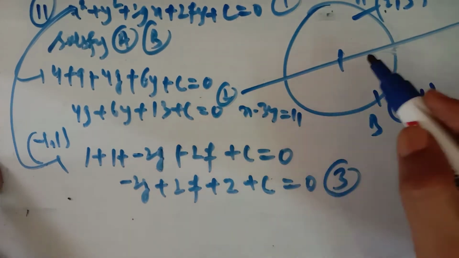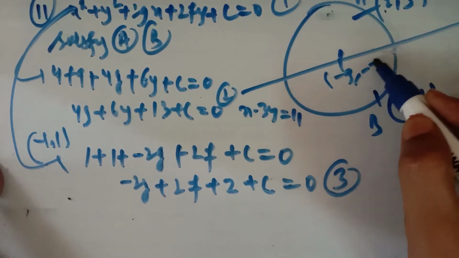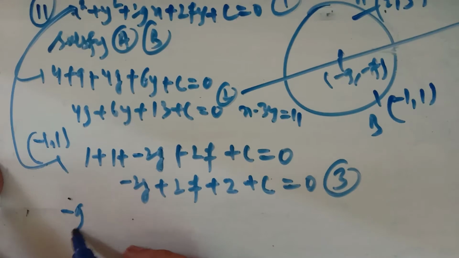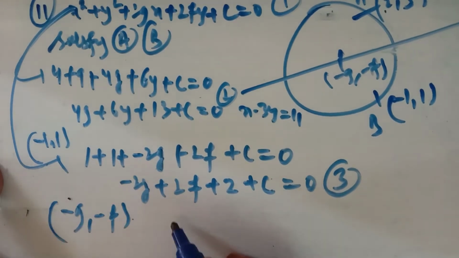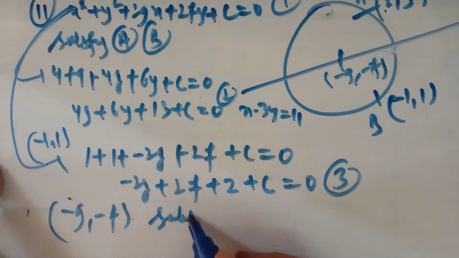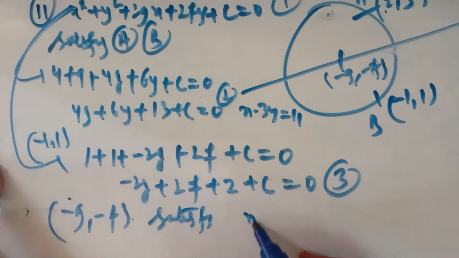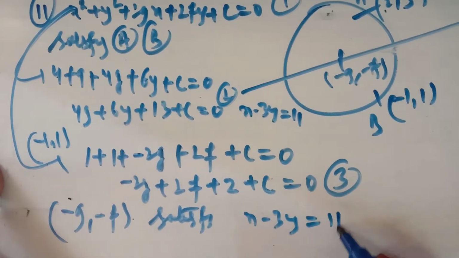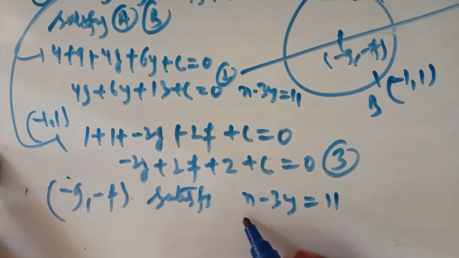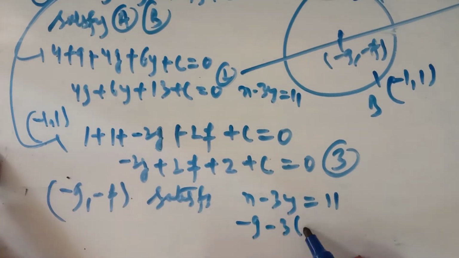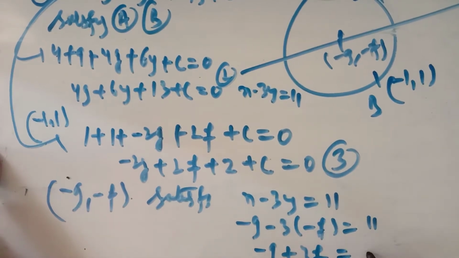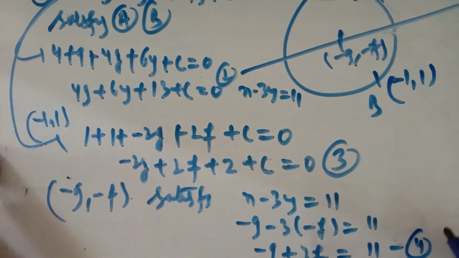And because the center of this circle is (-g, -f) in the general equation of the circle, (-g, -f) will satisfy the line equation x minus 3y is equal to 11. So put the value of x as -g and the value of y as -f, equal to 11. So you are getting -g plus 3f is equal to 11. This is equation number 4.